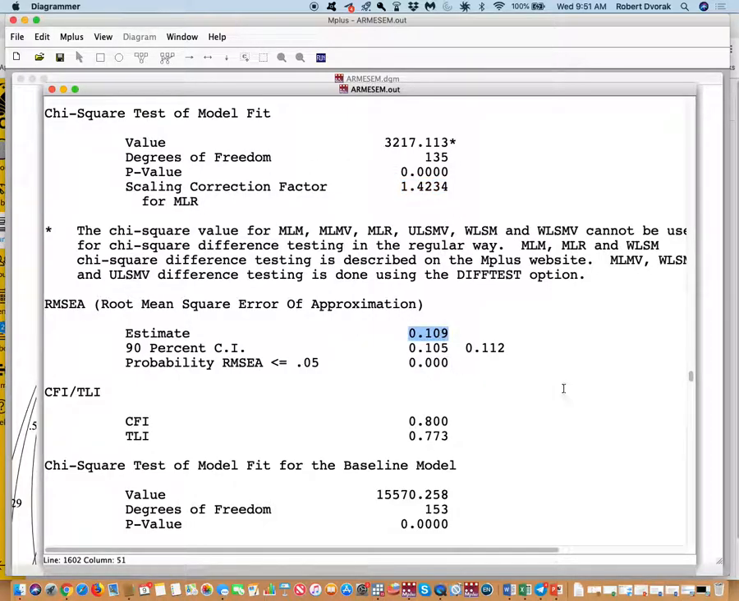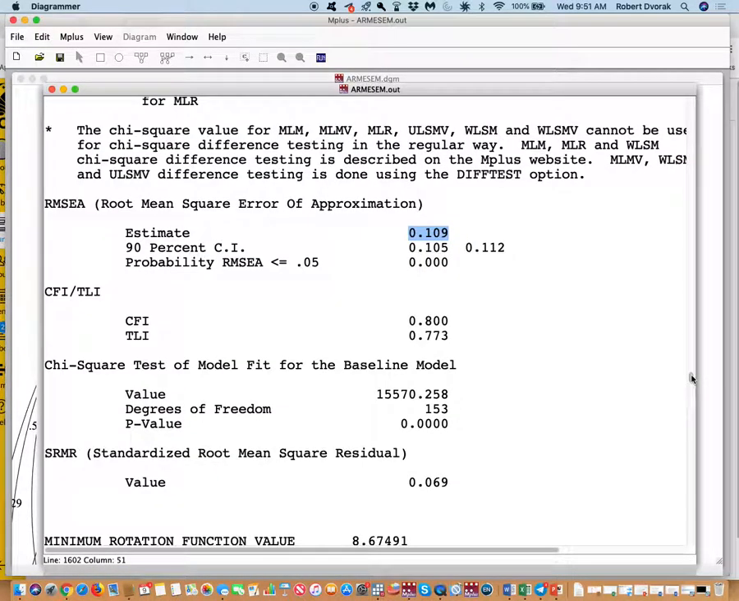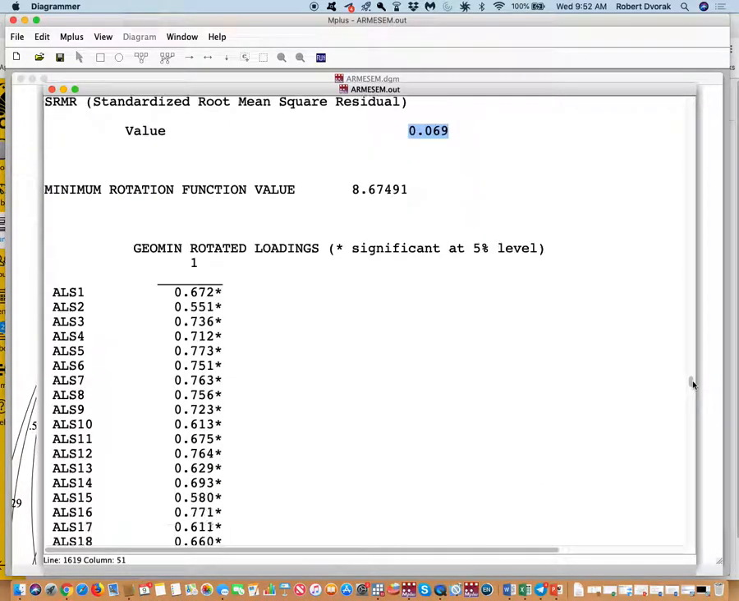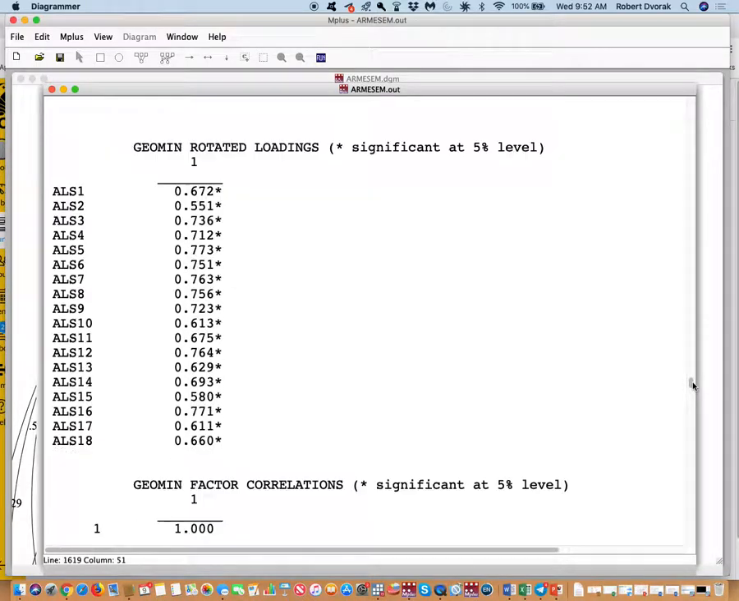RMSEA is 11. Is that good? No, it's garbage. CFI is 0.8. TLI is 0.77. Is that good? Garbage. SRMR 0.069 is garbage. Here are our rotated factor loadings. Every one of those factor loadings is significant, so that's good.